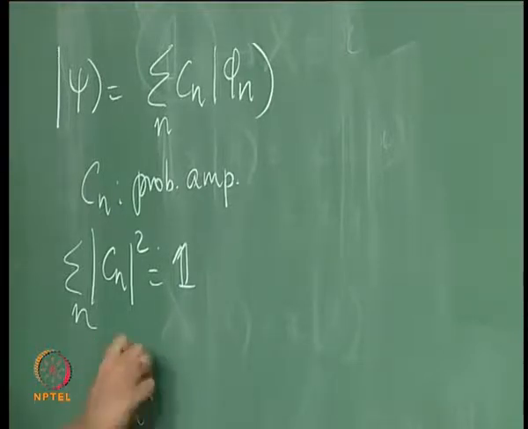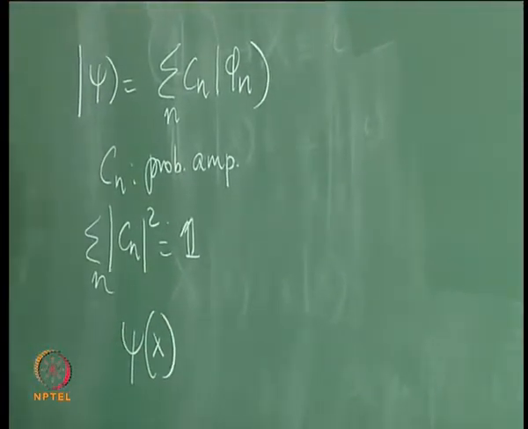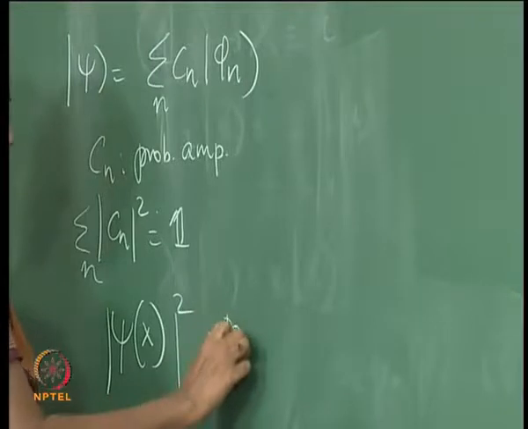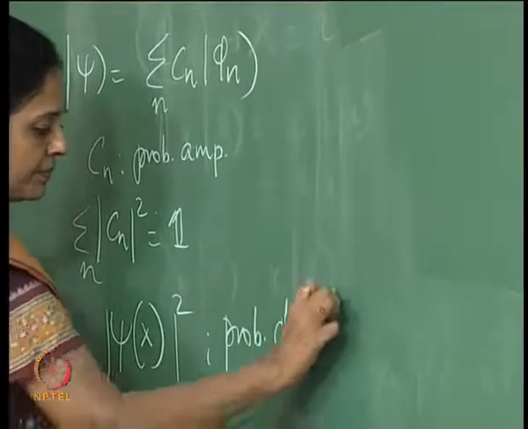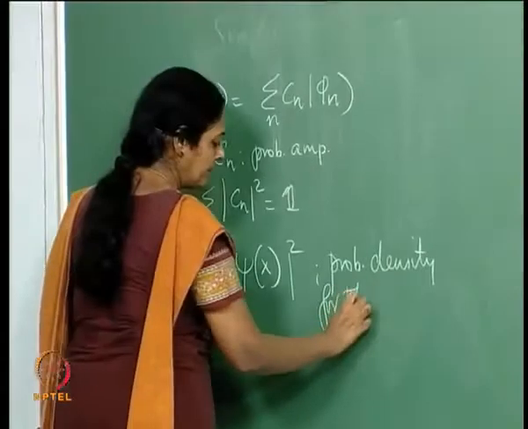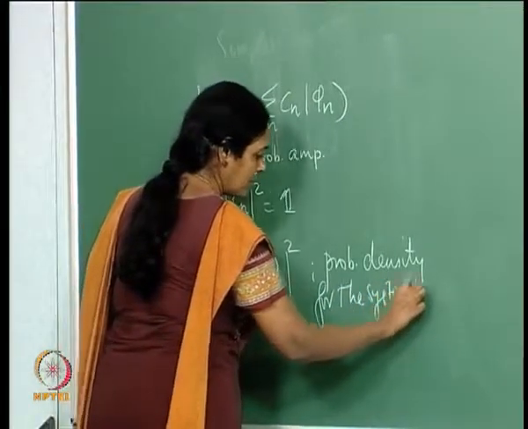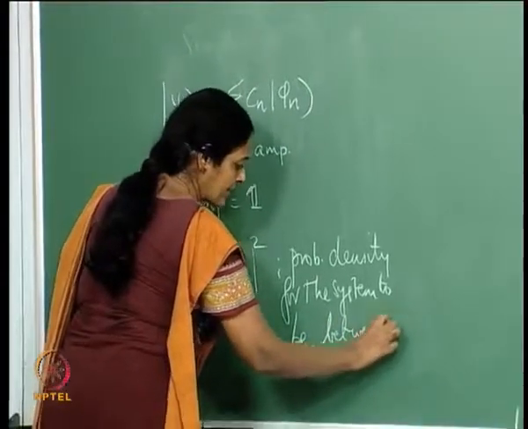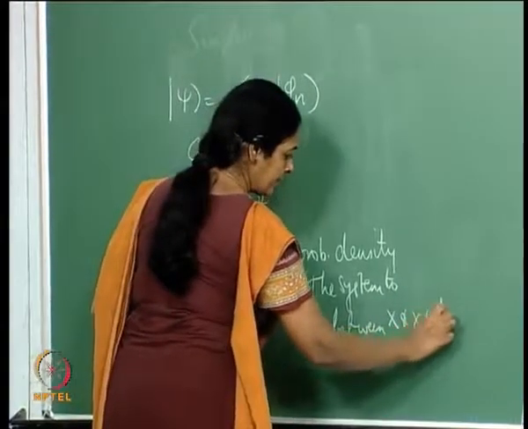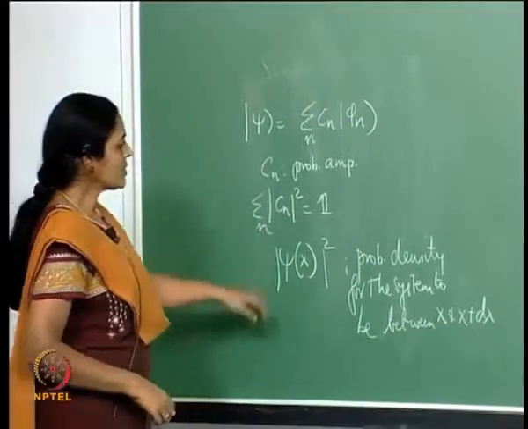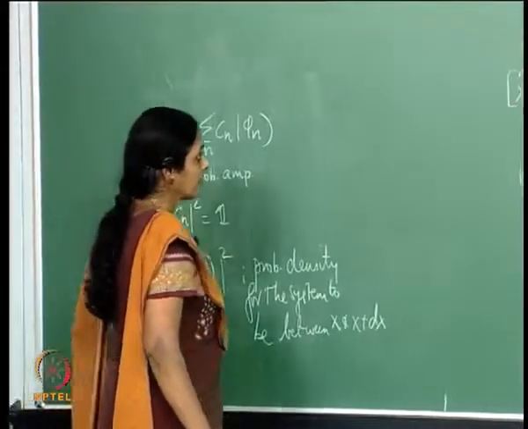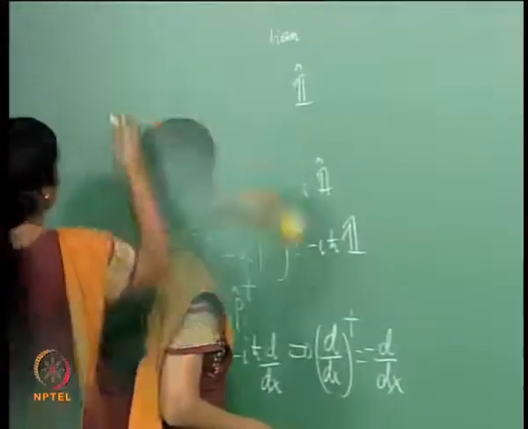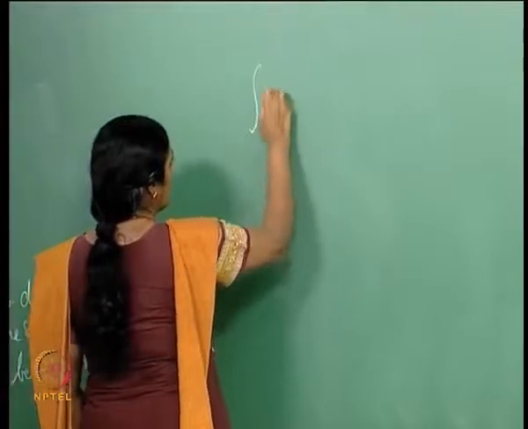In that sense, when we write it in terms of the wave function psi of x, mod psi of x the whole squared is the probability density for the system to be between x and x plus dx. And once the integration is done, psi of x itself would be the probability amplitude, and once the integration is done, it's clear that the total probability is 1.